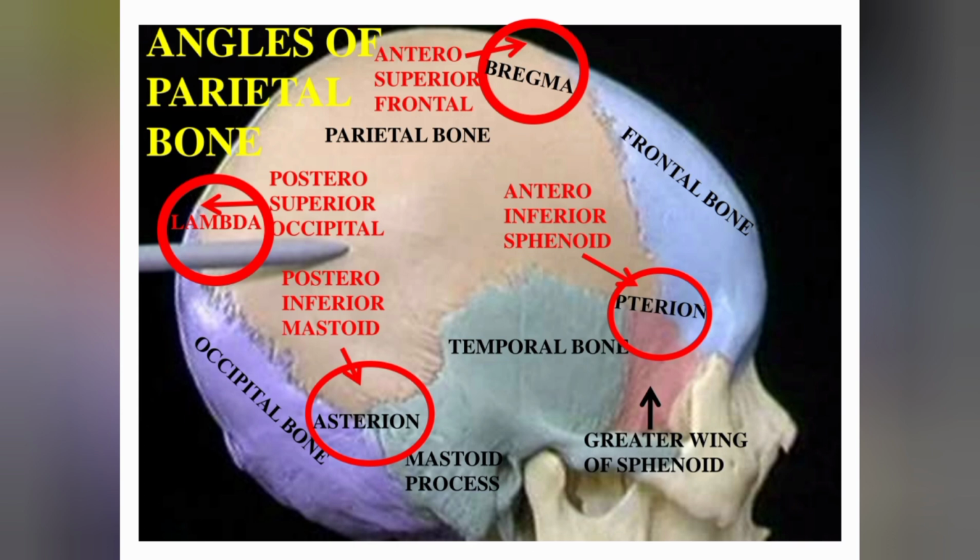The posterior-superior angle articulates with the occipital bone and the parietal bone of the opposite side, and the meeting place between the parietal bones and the occipital bone is called lambda. The anterior-inferior angle articulates with the greater wing of the sphenoid bone, and the meeting place between the frontal bone, parietal bone, greater wing of sphenoid bone, and temporal bone is called pterion. The posterior-inferior angle articulates with the mastoid part of the temporal bone, and the meeting place between the parietal bone, occipital bone, and the temporal bone is called asterion.